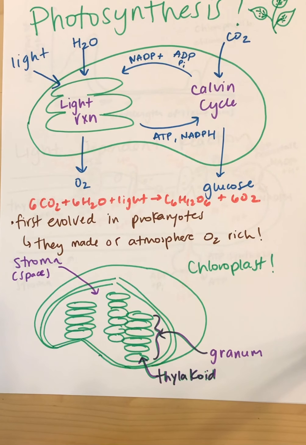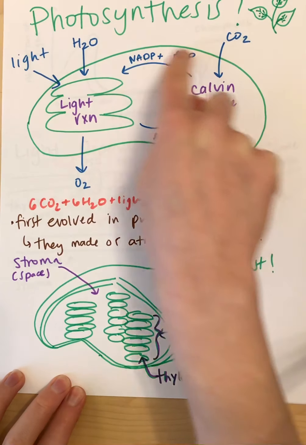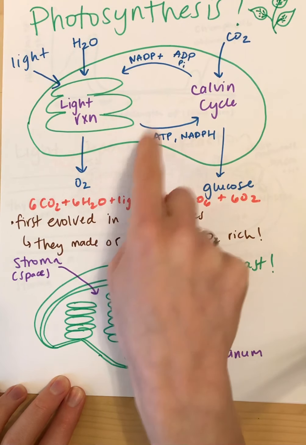In this video, I'm going to talk about photosynthesis and cellular respiration. So to start, photosynthesis, remember, happens in a chloroplast. So this is meant to represent a chloroplast. It's a very rough sketch.